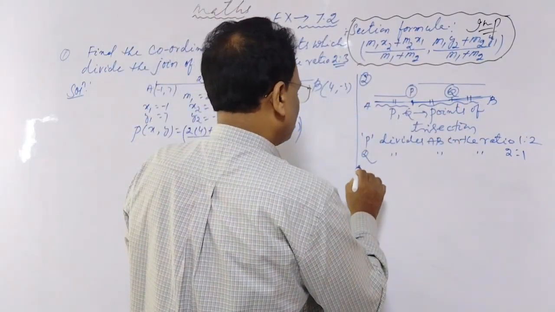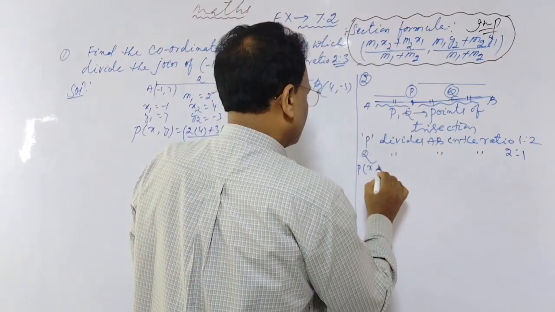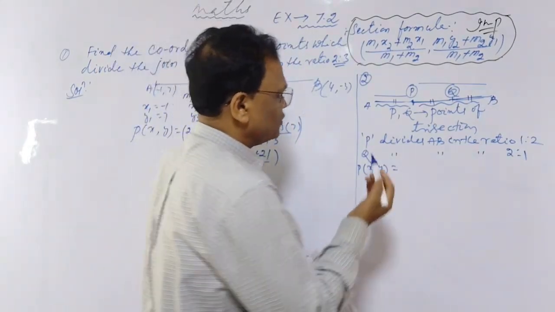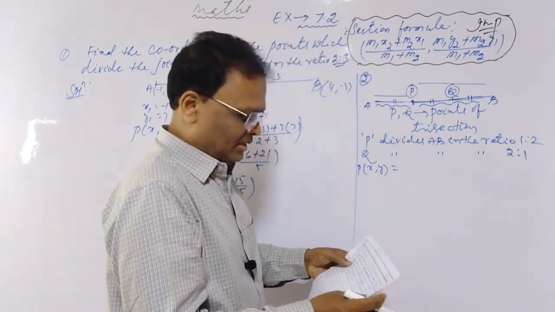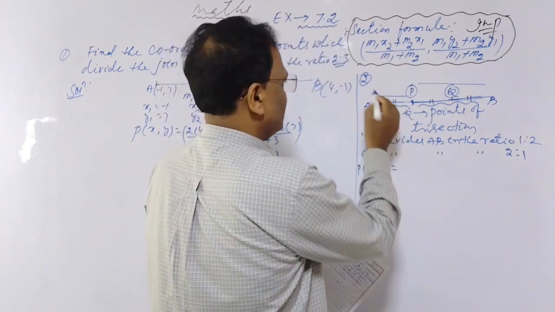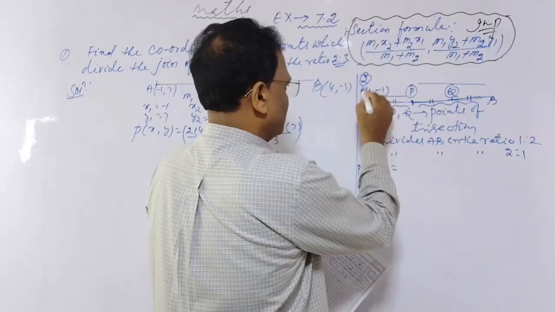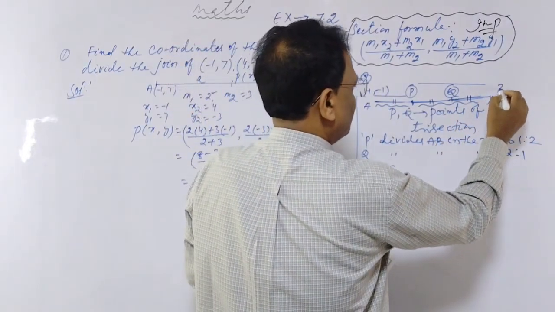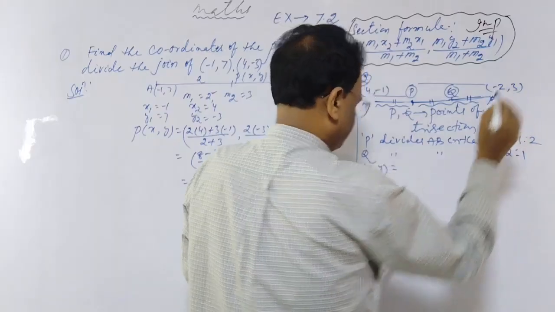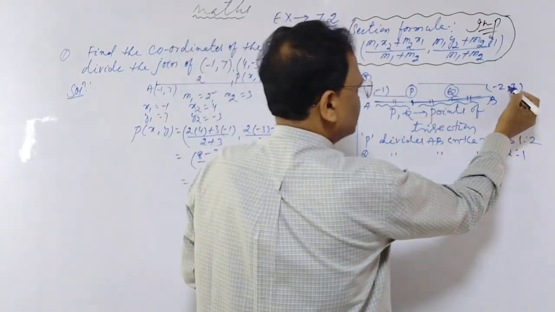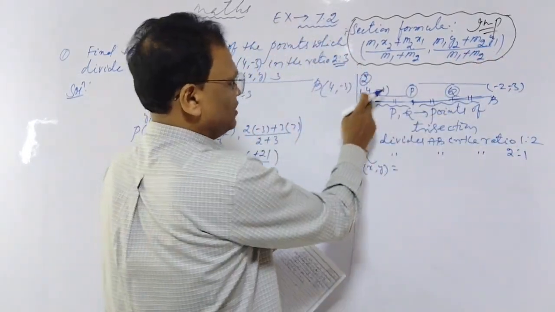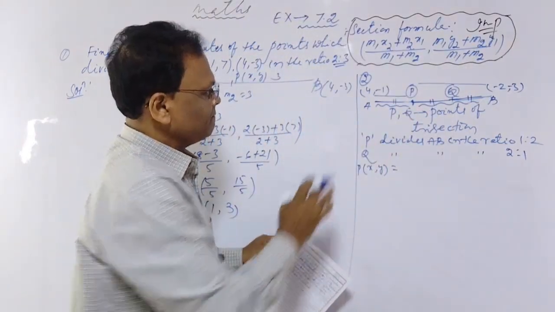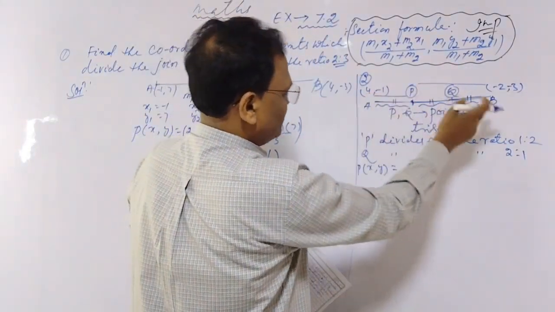So what is the formula? Let me find first the coordinates of P. Px, y is equal to m1 x2... So what is my m1, m2? Let me write the points. The 2 points are given. First one is given 4 comma -1. Second one is given -2 comma -3. So this is my x1 y1, this is x2 y2. I think you are getting x1 y1 x2 y2.